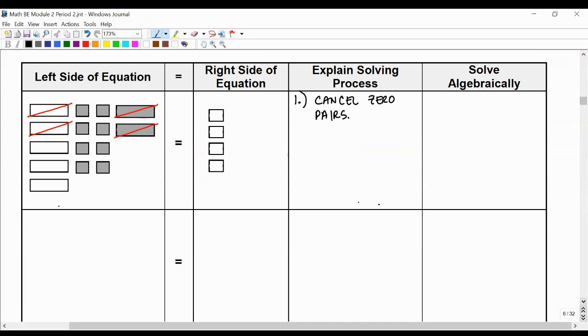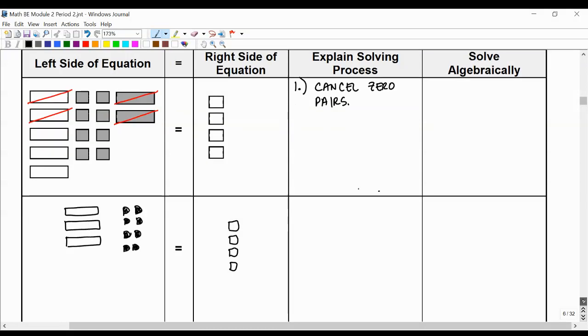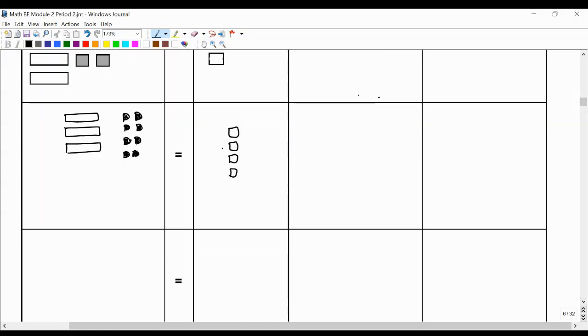All right, now I'm going to redraw what I have left over, which is 3 unshaded rods and 8 shaded unit tiles. We also have these. And notice how I'm not canceling those even though they are zero pairs because they're on opposite sides. All right, and now I'm stuck.